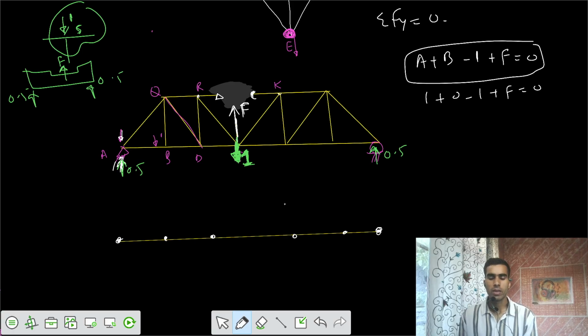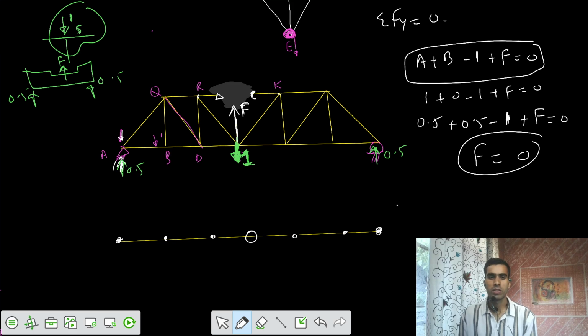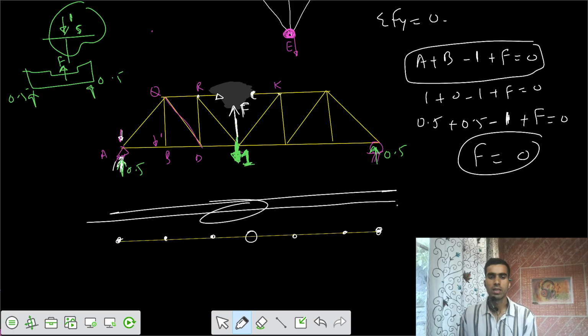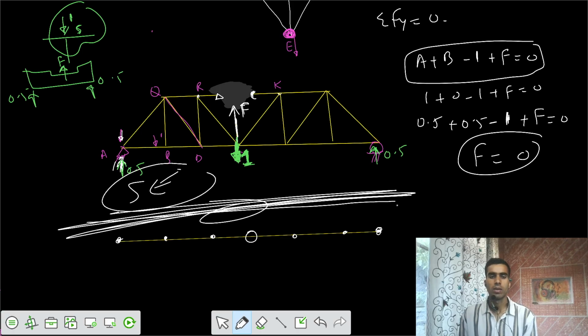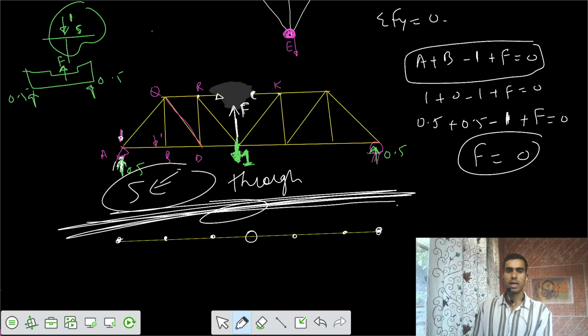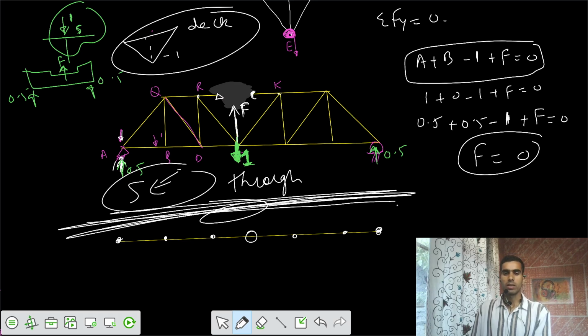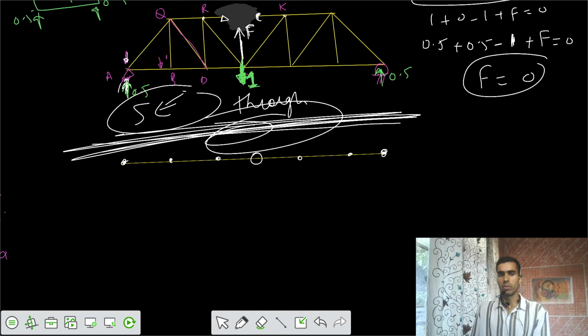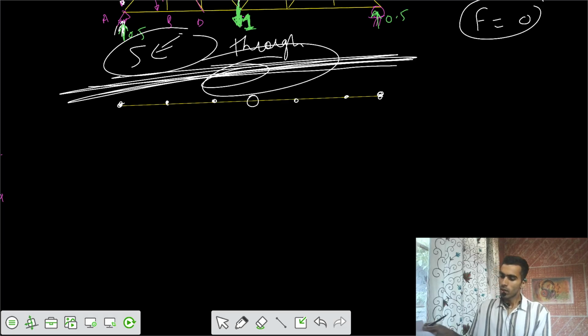So if I write the equation now, I would say 0.5 upwards plus 0.5 upwards, and downward 1 unit load, and we have one more, F equals to 0. So finally, for this case, F equals to 0. That means your ILD is a straight line. This is your ILD for SE when the loading is through type. So the difference between the first and second: in the first case, the ILD was -1 when the loading was deck type, and in this case the ILD is 0 for the entire loading placed at different joints. So this is the ILD.